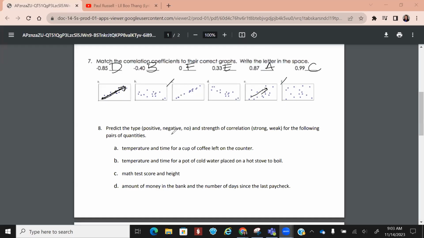If it's positive, it's going to be increasing, right? So temperature and time for a cup of coffee left on the counter. If I take my coffee and set it on the counter, is it going to get hotter or colder? It's going to get colder. So as time is increasing, the temperature is decreasing, right? So that's going to be a negative. Is that going to be strong or weakly? Oh, I'm sorry, weak correlated.